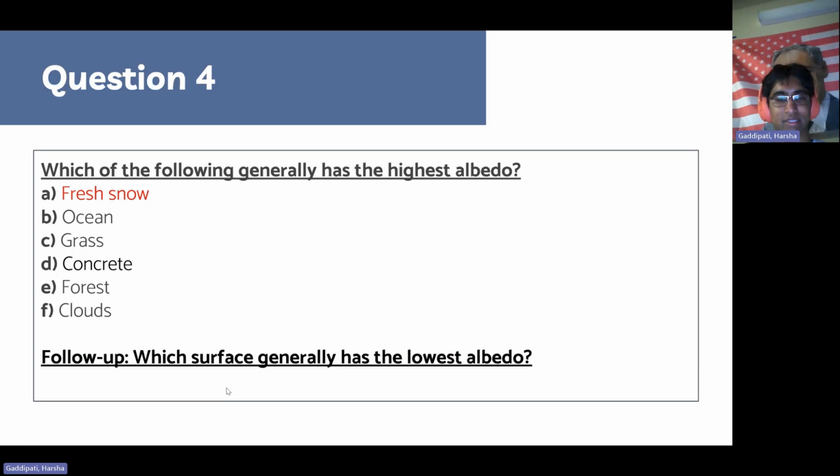Now going on, question 4: which surface generally has the lowest albedo? If the question's phrasing doesn't give you a hint, it's not guaranteed the surface has the lowest albedo all the time.